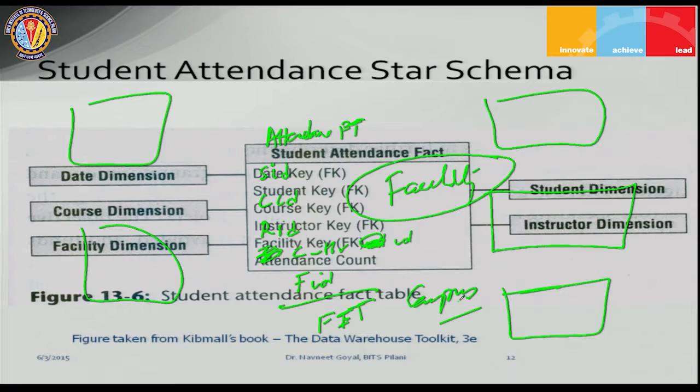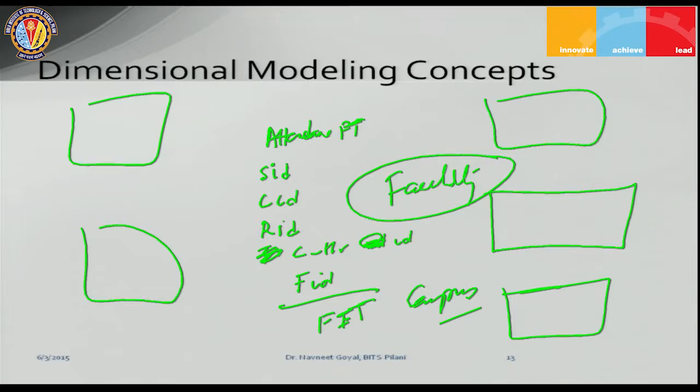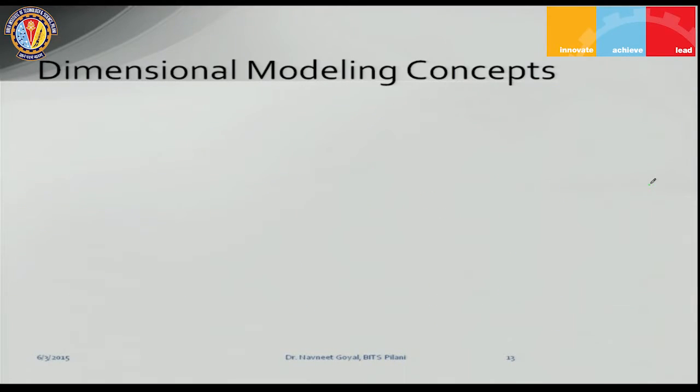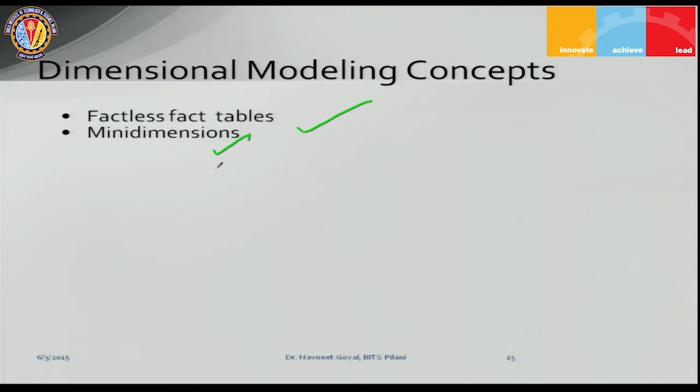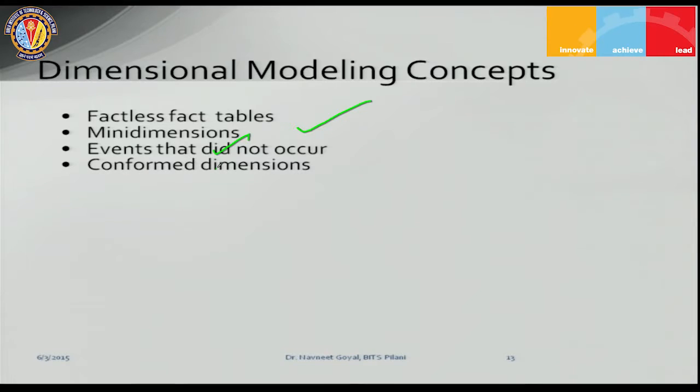And this is the student attendance fact table. I've already explained this to you, so let me skip this. So dimensional modeling concepts that were used in this particular case study included the factless fact table, which is something we recently learned. Then we have the concept of mini dimensions, which can be applied when we are dealing with the demographic data of students. Then events that did not occur, like a student not going to a class, can be modeled using factless fact tables. And then conformed dimensions. I'll give an example. Here in this case it is time.